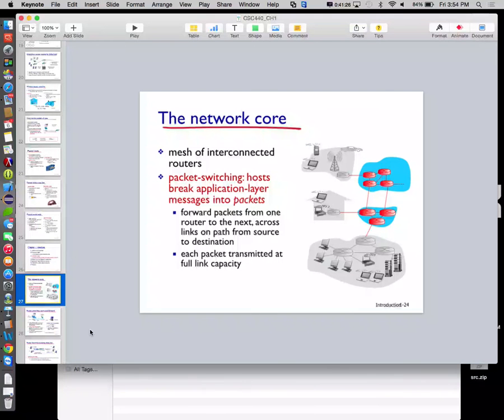Got it. Okay, it's in my notes. All right. Let's see. So this is our post office. Each packet is transmitted at full link capacity. That means you're going to use the full capacity of the highway. Why wouldn't you?